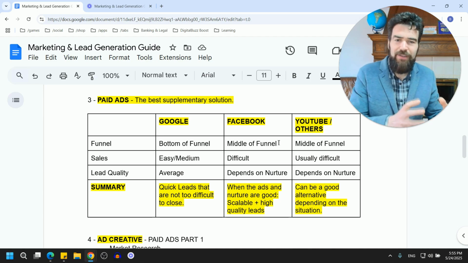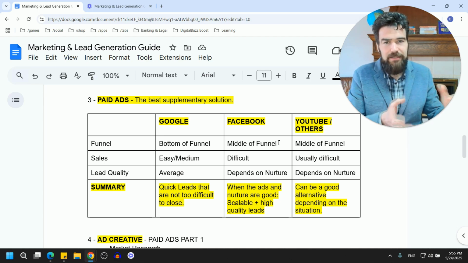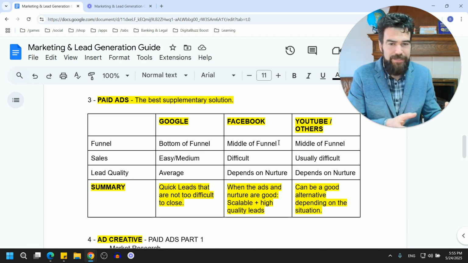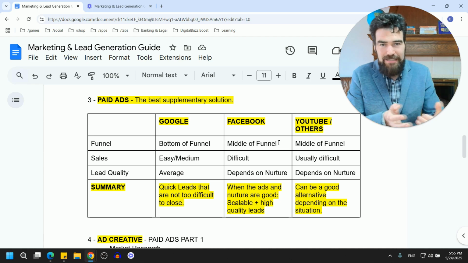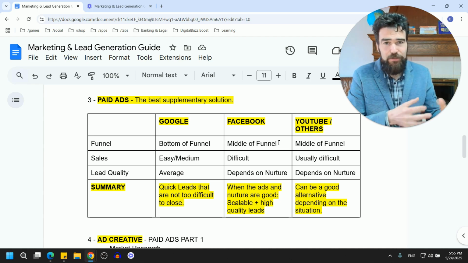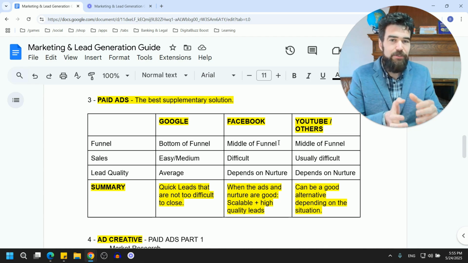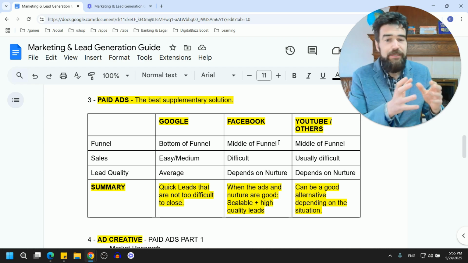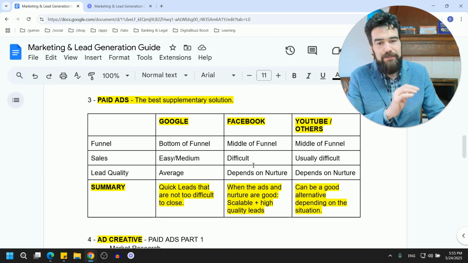So this can be a quite difficult process, because this actually takes skill. This is where you need to have good advertisements and where you need to have a good nurture in place. So getting Facebook working can be quite difficult, because if you don't have a good system, the lead quality is going to be really bad. But if you do have a good system, it can be a very scalable system, and it can give you very high quality leads.